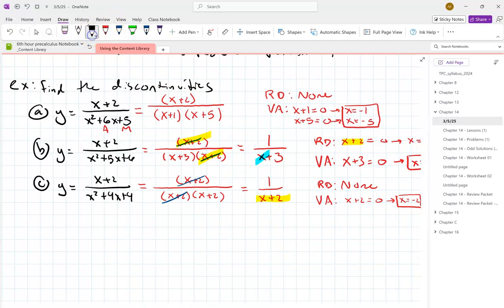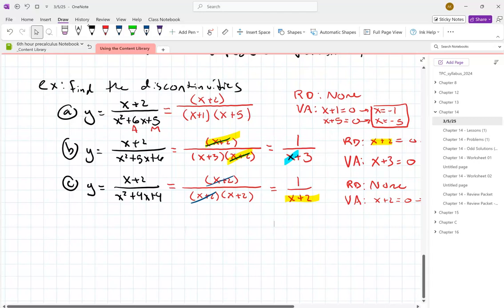And a good check is that the x coordinate for your hole can't be the same as the location of an asymptote. Those can't share the same x value. So if you catch a situation where you have a hole at -2 and a vertical asymptote at -2, you've done something wrong. Those two things can't exist at the same x location. Does that feel okay? Okay.